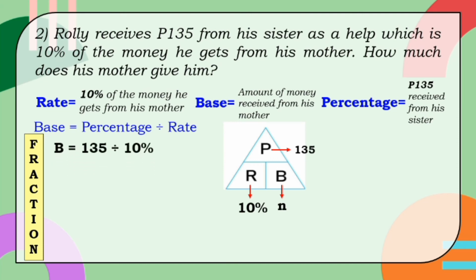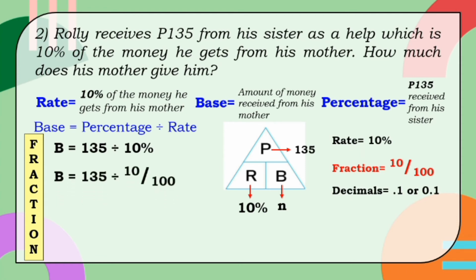Let B be the base. So, B equals 135 divided by 10%. I-convert natin ang 10% sa fraction. We have 10 over 100. B equals 135 divided by 10 over 100. B equals 135. Lagyan natin ng over 1 para maging fraction. The reciprocal of 10 over 100 is 100 over 10. Then change the division sign to multiplication sign.